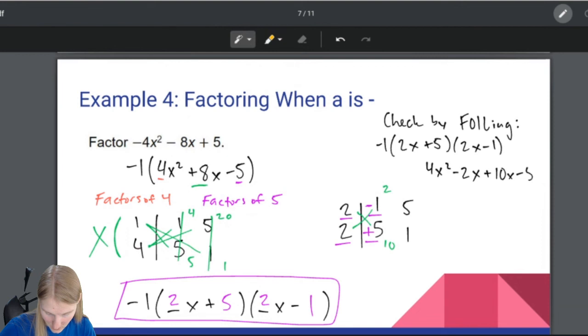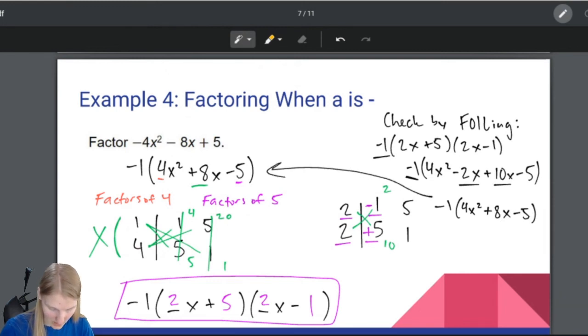And last is negative 5, -1 times 5. And now, remember, I still have that -1 out front. I don't lose it. And I'm going to combine my like terms. So 4x squared plus 8x minus 5. Hey! This already looks like exactly what we had over there. So if I put that -1 back in, I know I'm going to get -4x squared minus 8x plus 5, which is exactly what I started with.